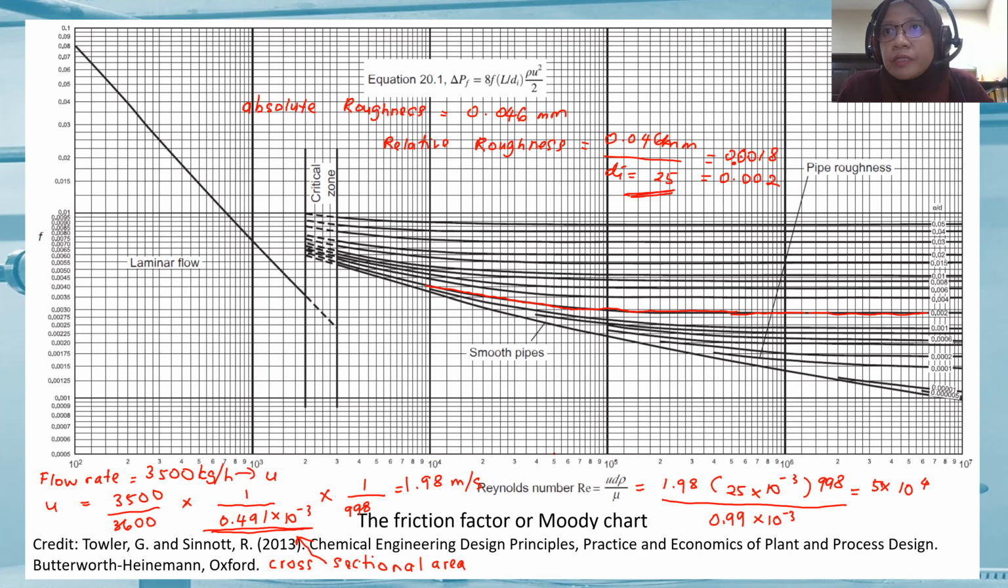Okay, somewhere around here. So we go straight. I'm going to show you how to read the Moody chart to get data from this. You get this, and then after that you project this line into this, and then you get the amount around somewhere here. So I get the friction factor equal to 0.0032. Okay, this is my friction factor.